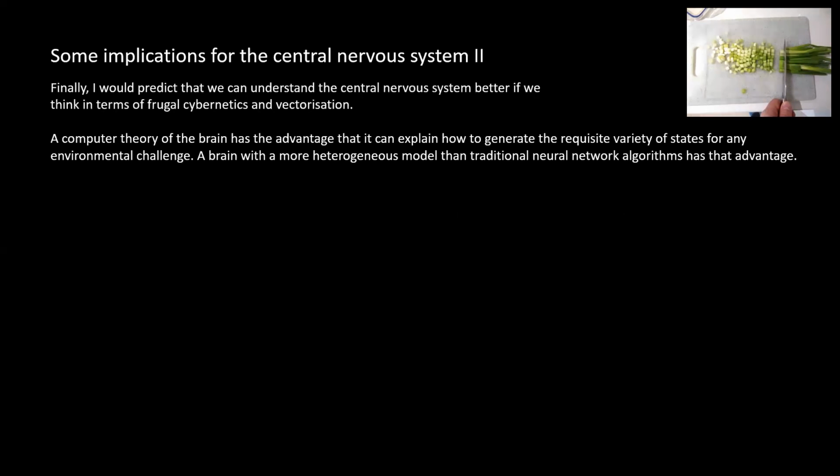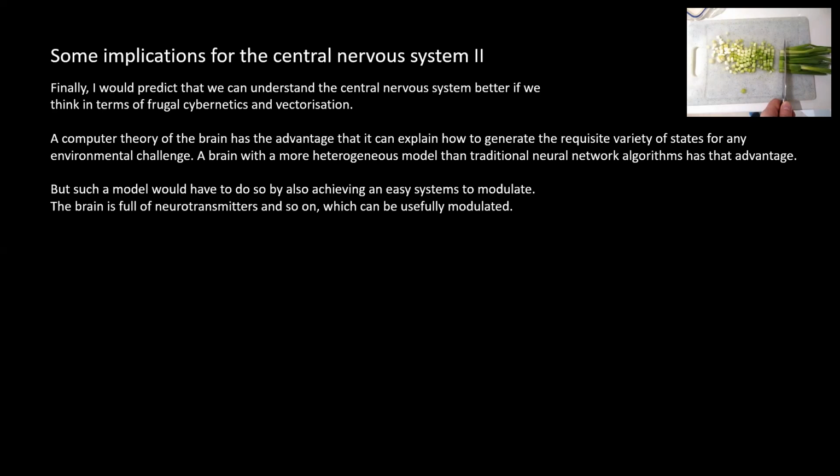And then finally, if we think about the nervous system in terms of frugal cybernetics and the relationship to vectorization that way, a computer theory approach to the brain has the advantage that if the brain is a bit like a computer, it has that ability to generate an incredible variety of different states, just the way a computer does, right? And that means it's available to solve almost any kind of environmental challenge, right? So that's different to a normal neural network algorithm model, which is more like algorithmic and fixed.